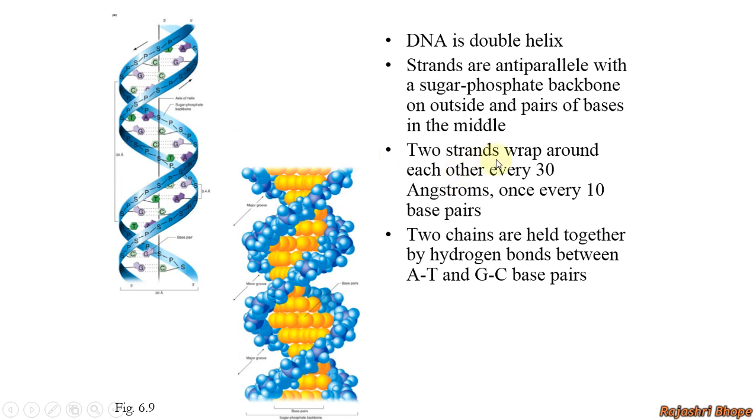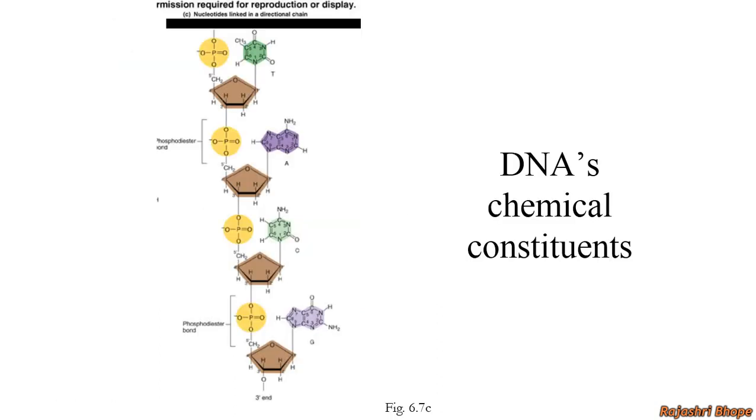The two strands wrap around each other every 30 angstrom, once every 10 base pairs. The two chains are held together by hydrogen bonds between A and T, and G and C. Here you can see in this structure the sugar phosphate backbone. These blue colored balls are sugar and phosphate molecules. This forms the backbone of the DNA, and the bases are embedded inside of the helix.